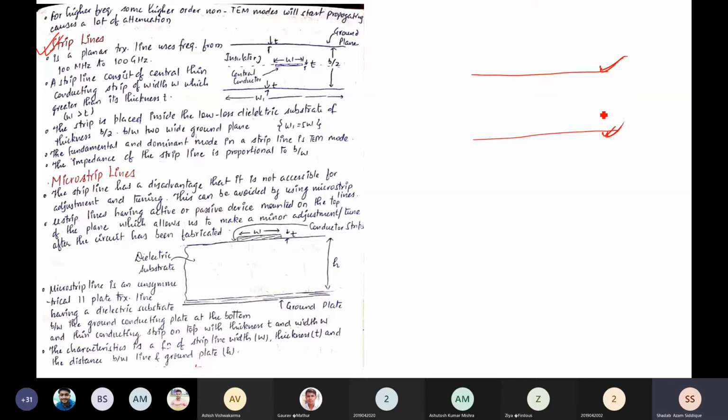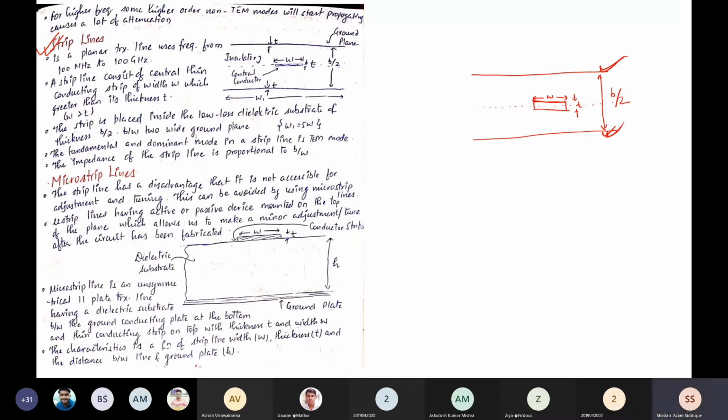So there is a ground plane in the strip lines, and in the center line we have one strip, which has some width w and thickness t. The distance between these two ground planes is indicated as b by 2.